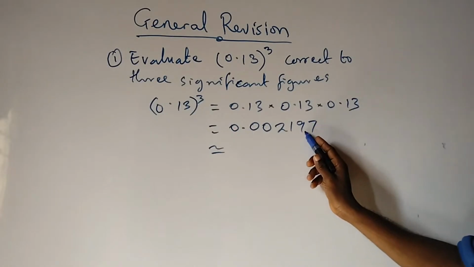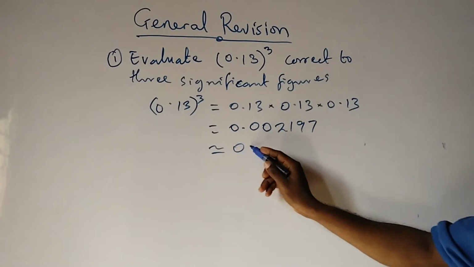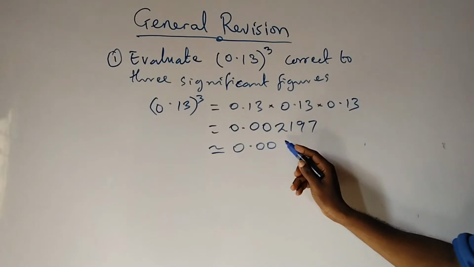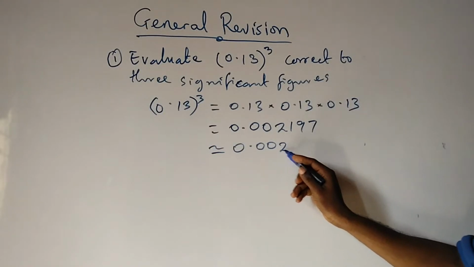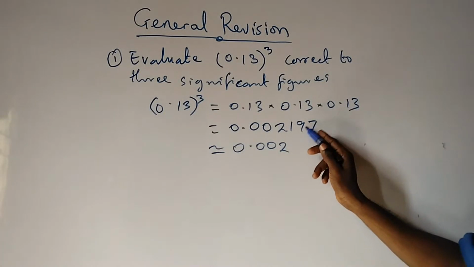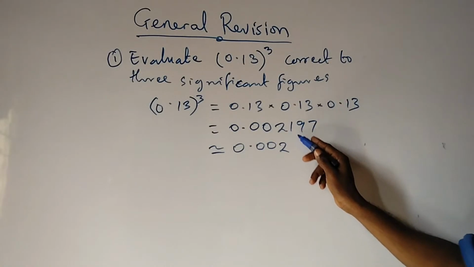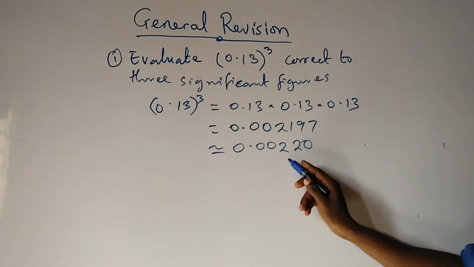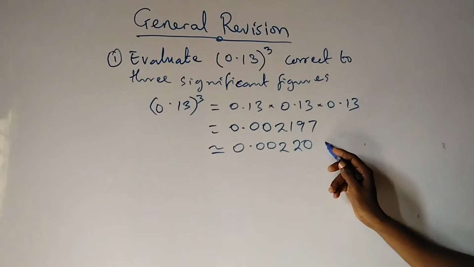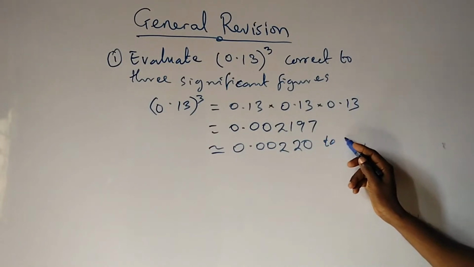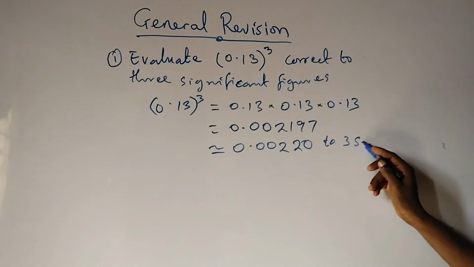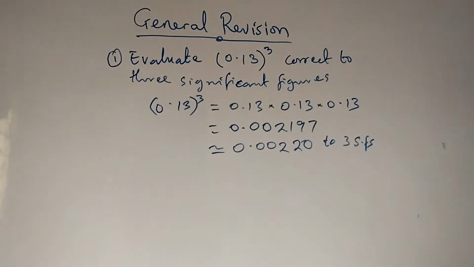So we round it to this position. That is, we have 0.002. Then when 1 comes to 9 here, it becomes 10. So we had 1 here, that's 2, 0. So here we have to three significant figures. All right. So that's the first question there.